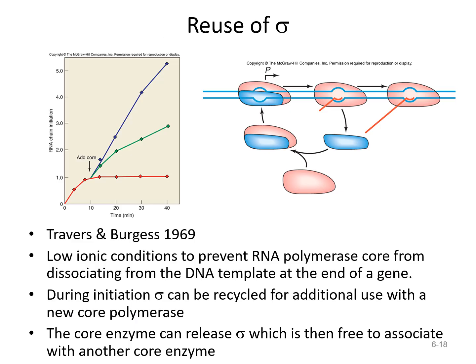And also the sigma factor has been confirmed to be reusable. From this slide you can see the sigma binds to the core enzyme, directs the holoenzyme to the promoter region, and initiates the transcription. Then the sigma factor will dissociate from the core enzyme, and the sigma can be reused by binding to another core enzyme to initiate another transcription. So the sigma factor can be recycled.